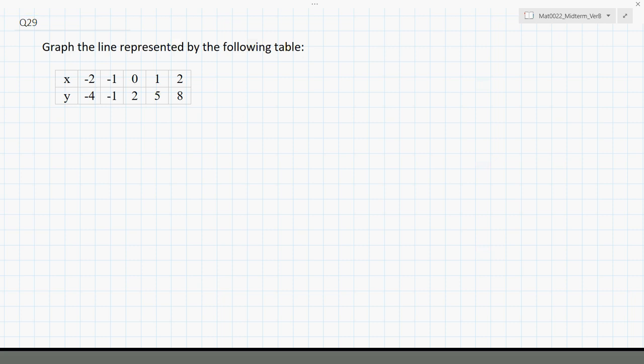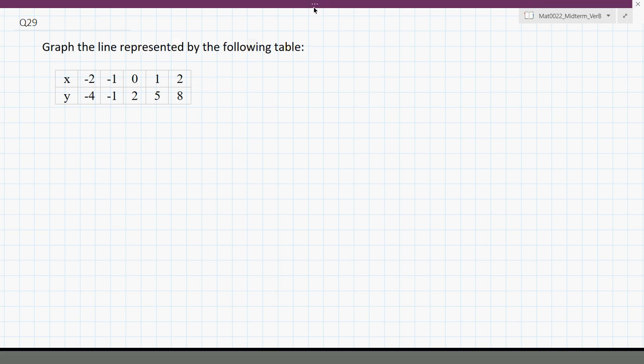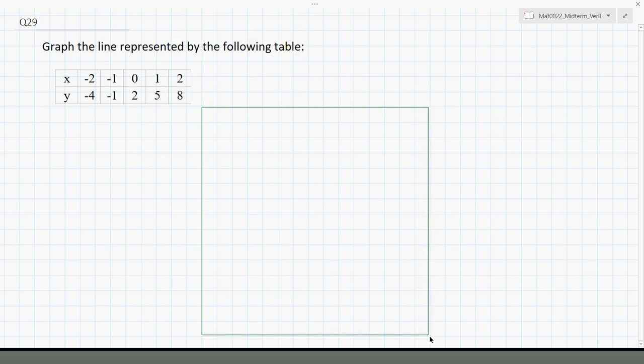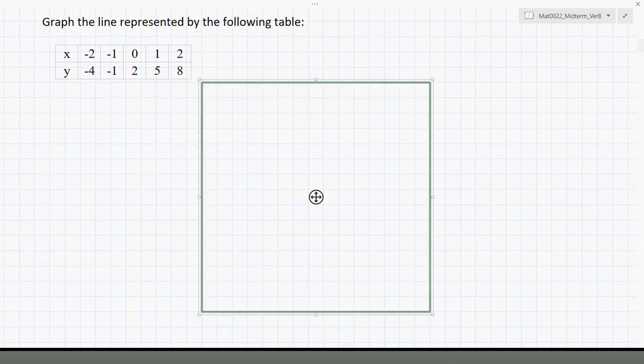We've got some more empty ones out there. So for question 29, graph the linear line represented by the following on a table. That means I have to draw the table. 1, 2, 3, 4, 6, 7, 8, 9, 10, 11, 12, 13, 14. That's 15. Okay, I need to go one more.